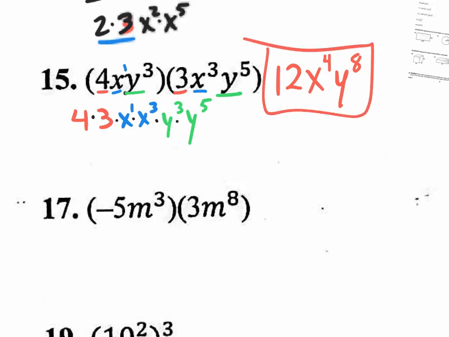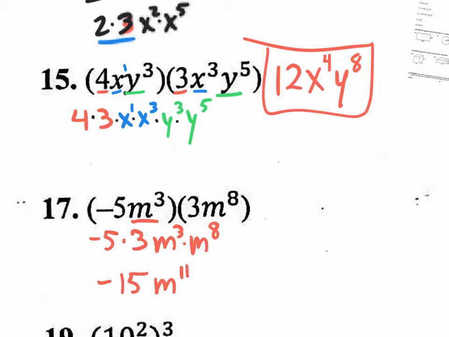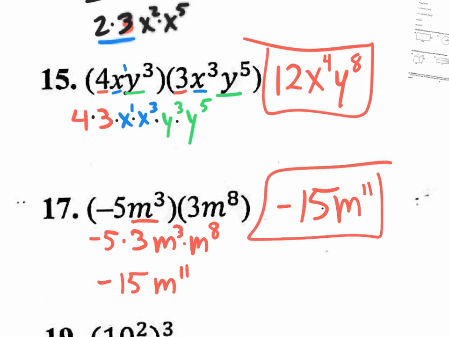Number 17. Right here I am going to, same thing, rewrite. There is no exponent on the outside to distribute, so I'm just going to rewrite what I have. But let me put the coefficients together. Negative 5 times 3. And then I'm going to write the m to the 3rd and then times m to the 8th. So negative 5 times 3, that's negative 15. M to the 3rd times m to the 8th, that's really m to the 11th. So your answer is negative 15 m to the 11th power for number 17.